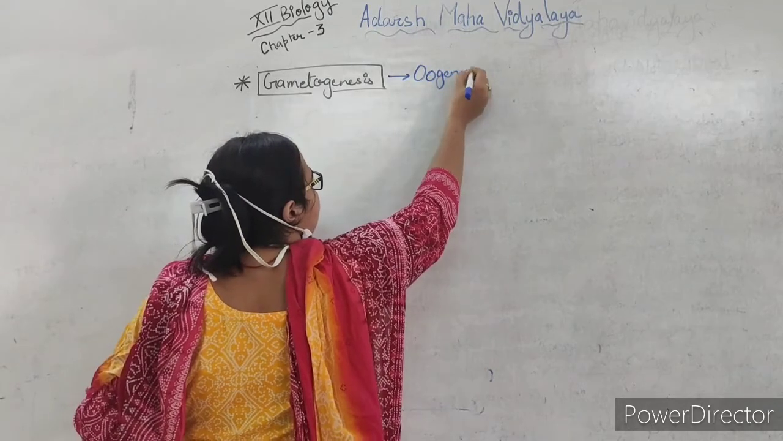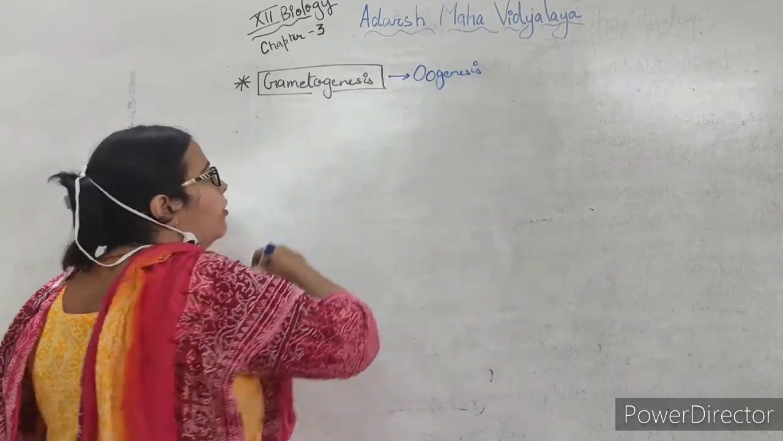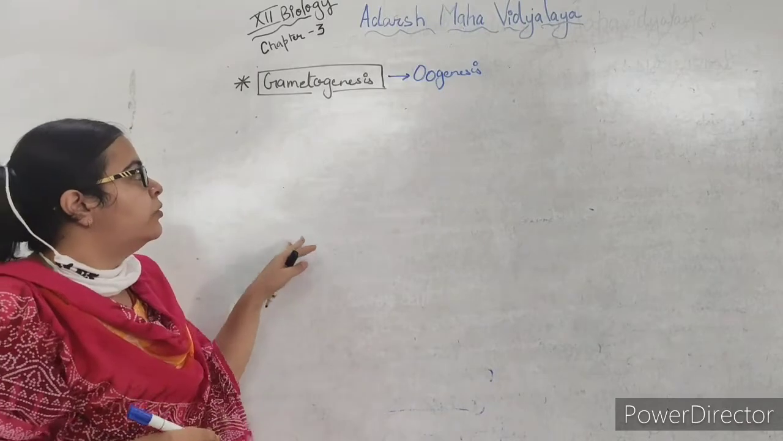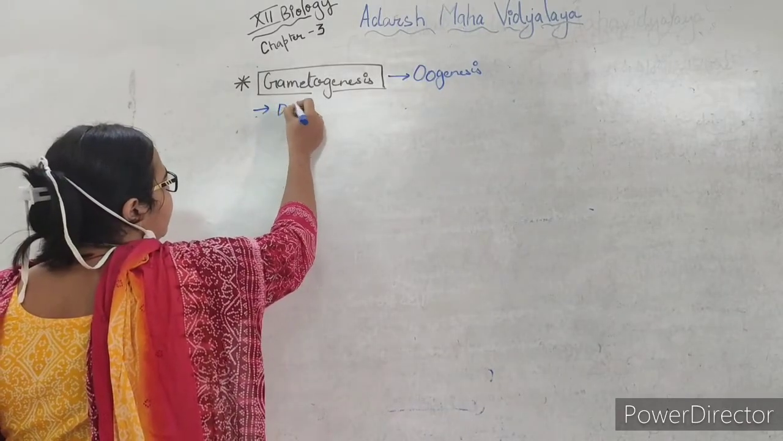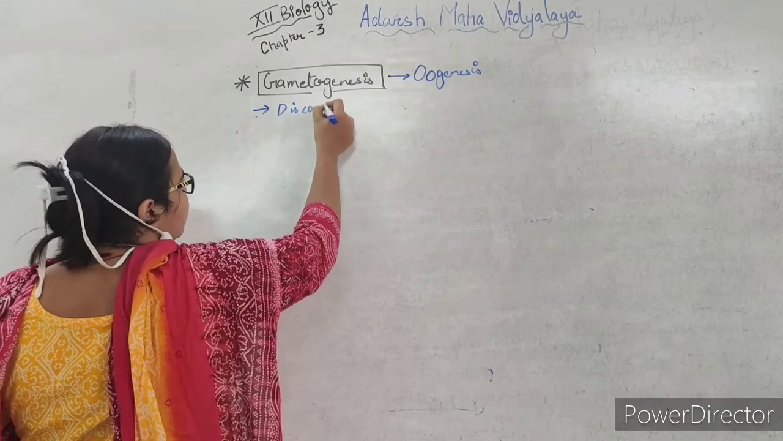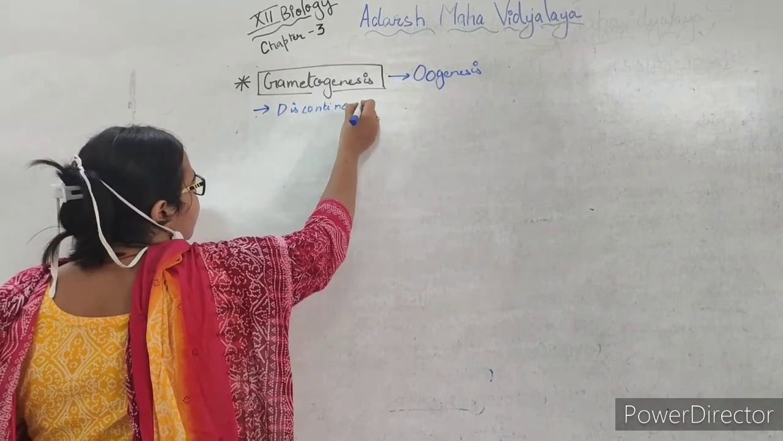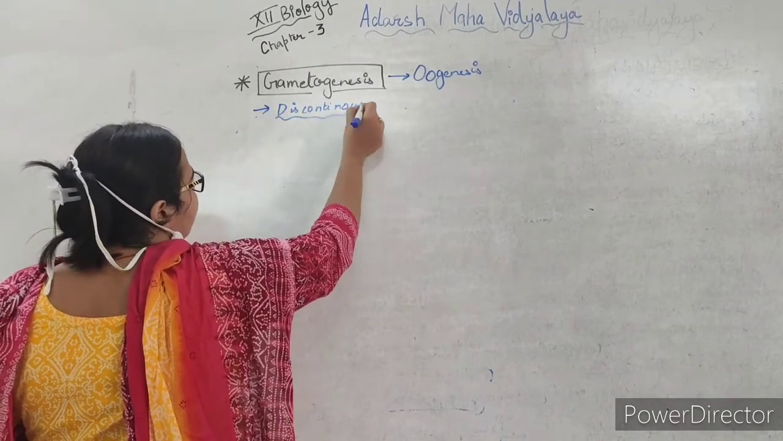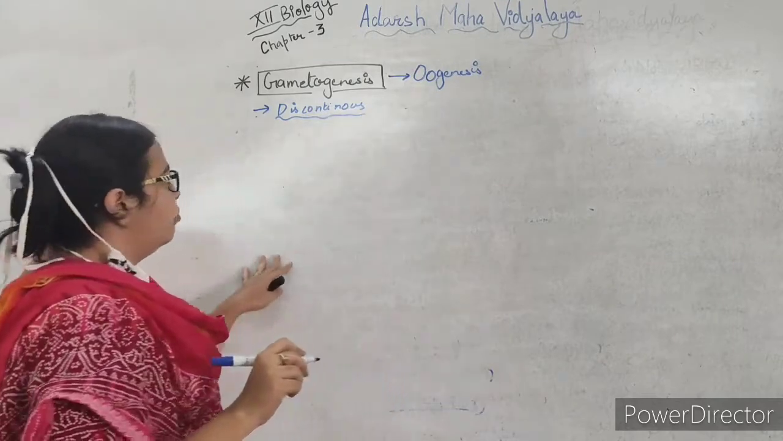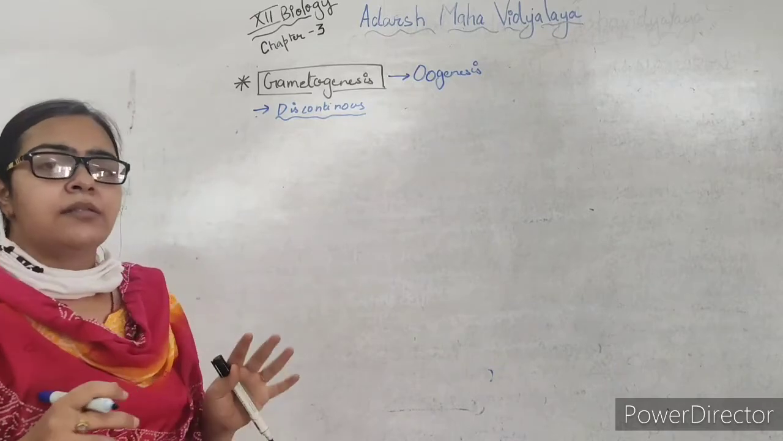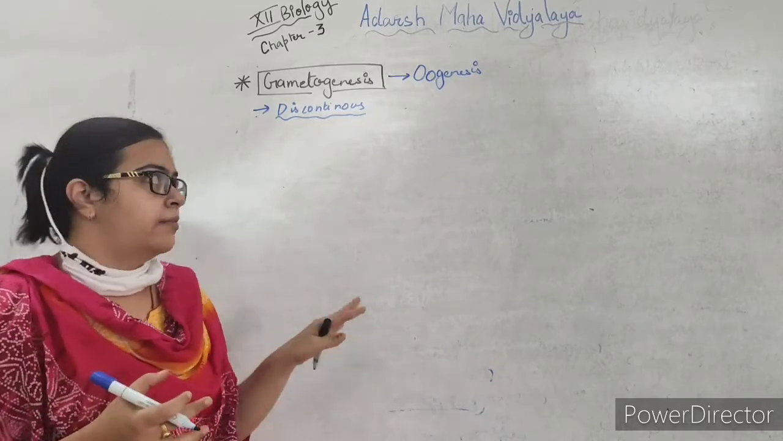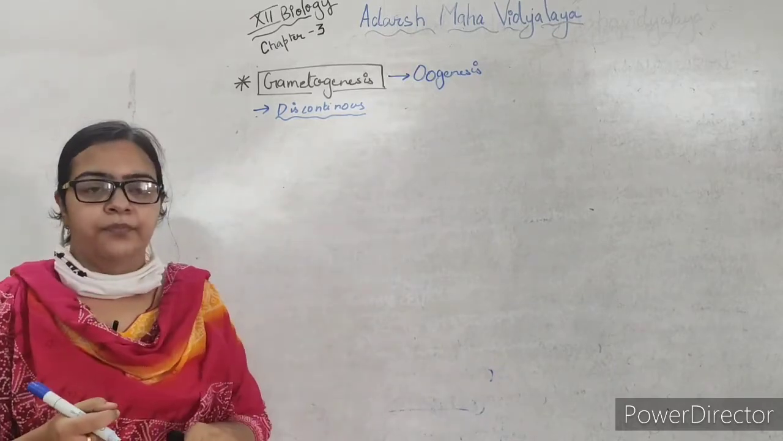Oogenesis, the formation of the ootid or egg. Oogenesis is generally a discontinuous process, and we'll get to know why it is called a discontinuous process. There are some very beautiful facts about oogenesis.